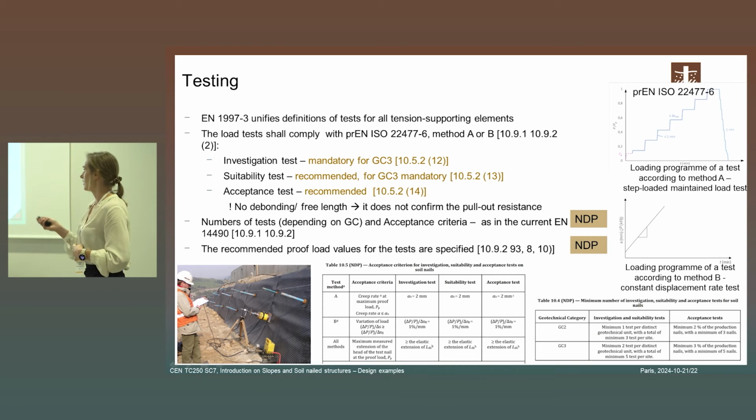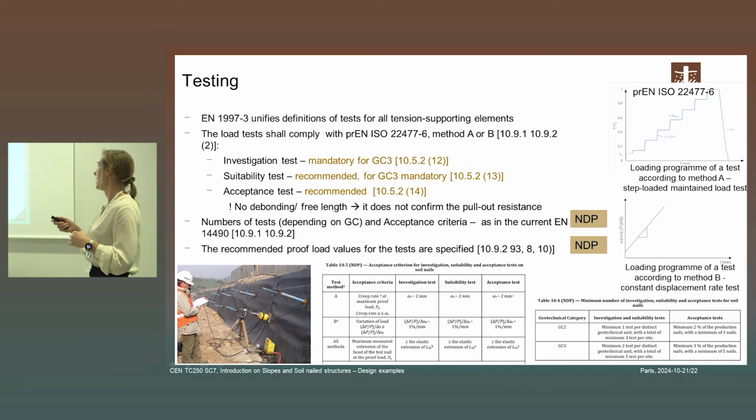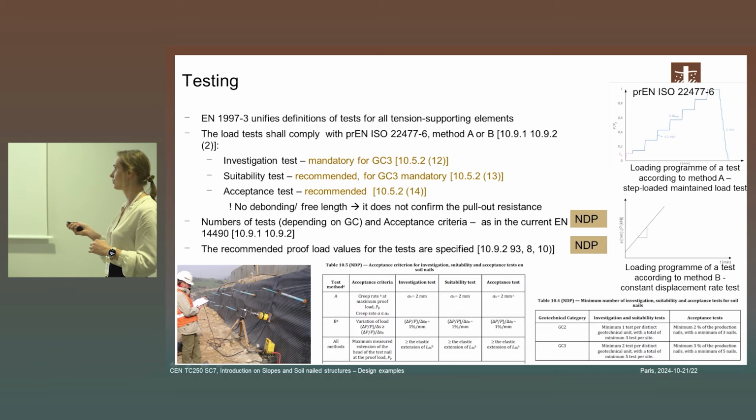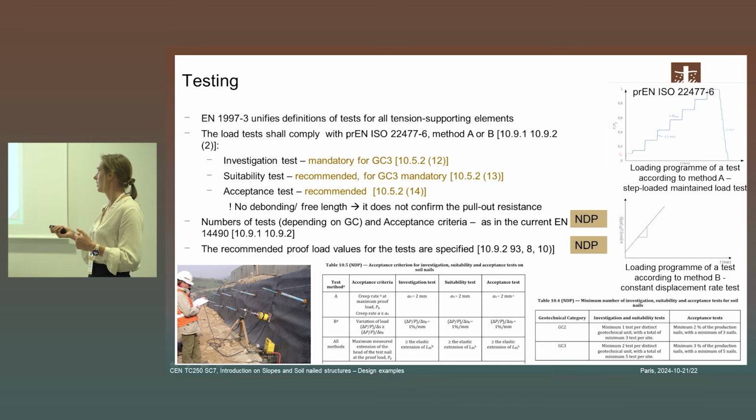And the last thing, testing. Again, Eurocode 7 part 3 unifies the definitions of the testing for tension supporting elements. And the load testing used for design process shall follow rules of EN ISO 22477 part 6, which is currently being developed. There are 3 types of tests: investigation test, suitability test, and acceptance test. And as I mentioned, for GC3-2, the investigation test and suitability test are mandatory.